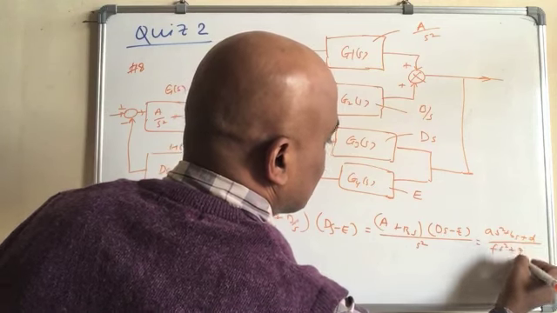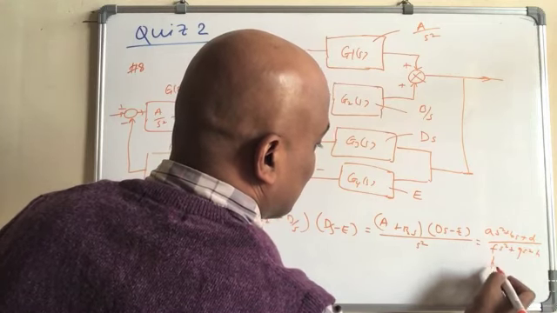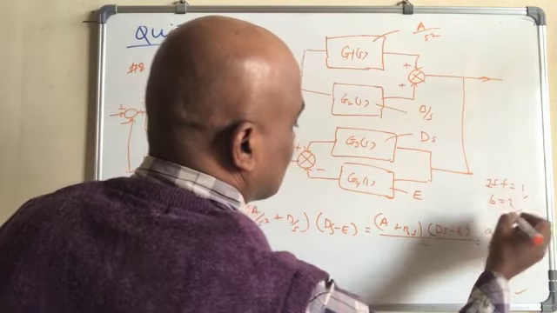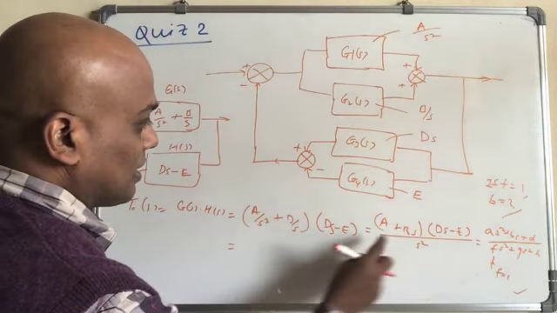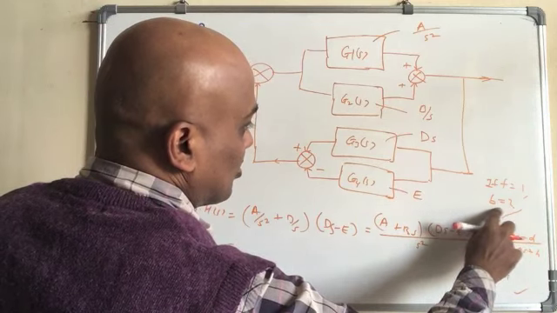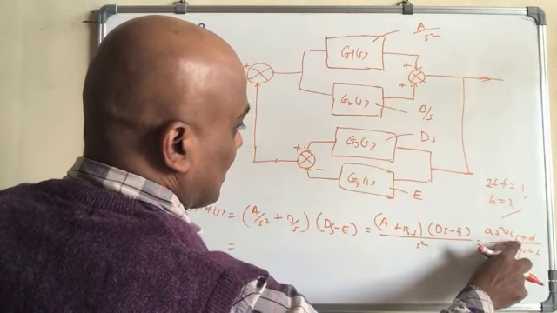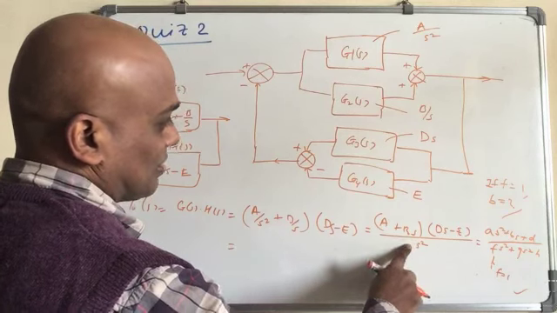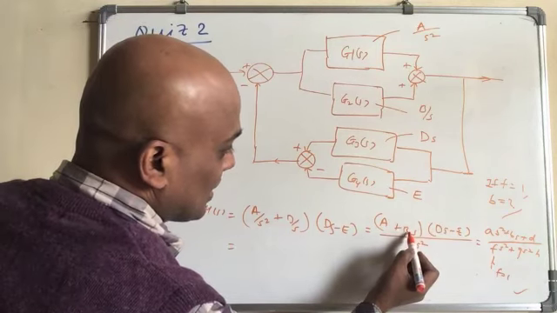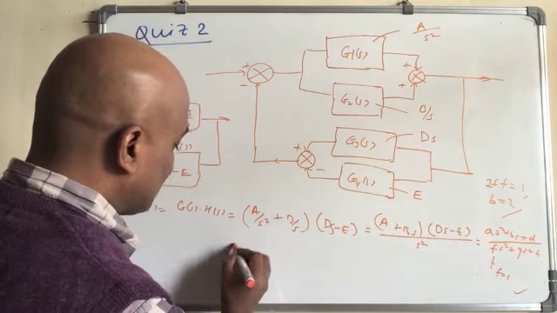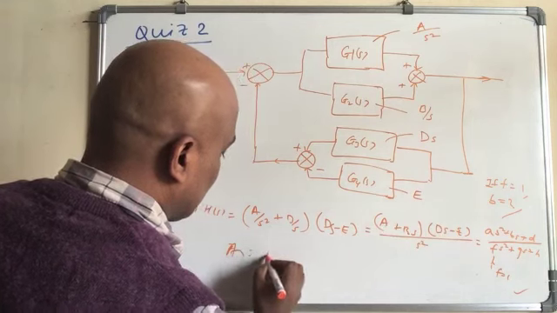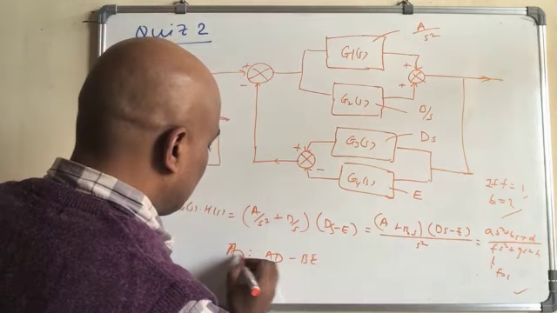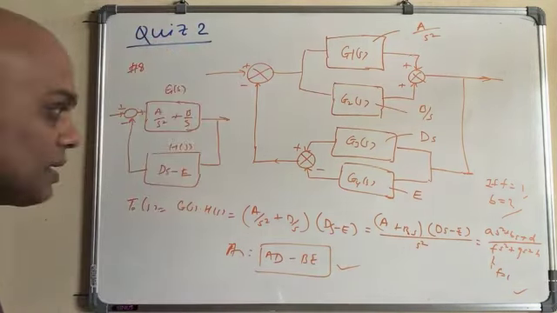Now this is given to be A S square plus B S plus D divided by F S square G S over H. Given if F equal to 1, the question is B equal to what? So we can expand it. What is the coefficient of S? F equal to 1 is already there, so we just have to see the coefficient of S. D first multiplied by this one, so the answer will be A multiplied by D, A D, and then B multiplied by E, so minus B E. So this is what B will be.